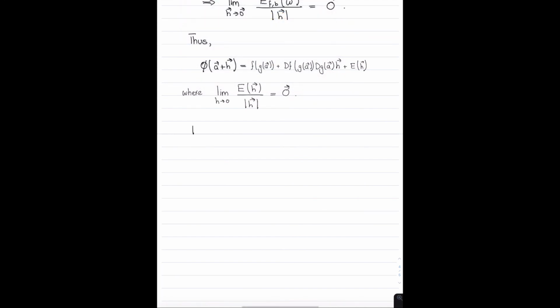Thus, or hence, phi is differentiable at a, and in particular the derivative of phi evaluated at a is equal to the derivative of f evaluated at g of a times the derivative of g evaluated at a. And this completes the proof of the chain rule.